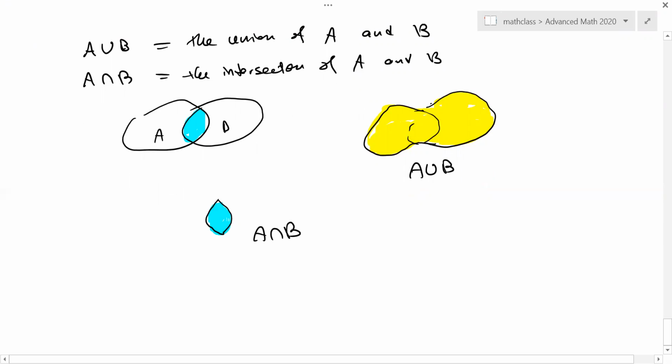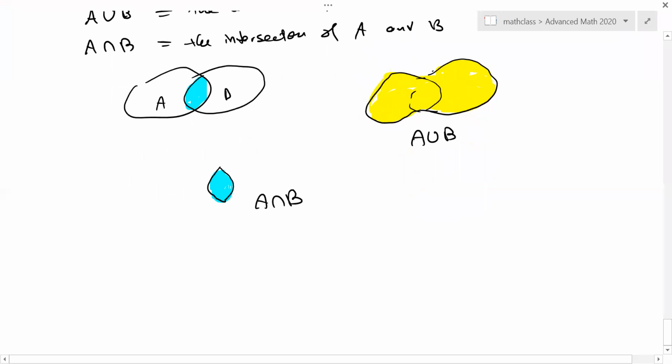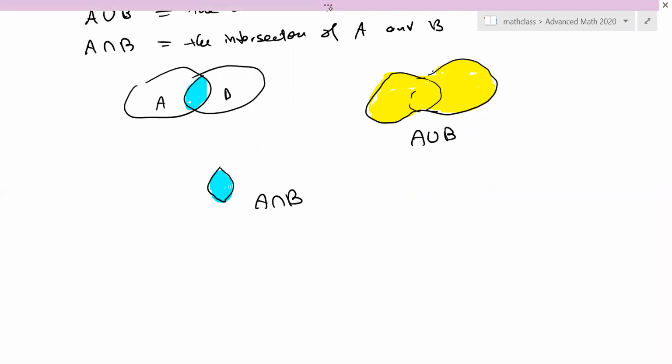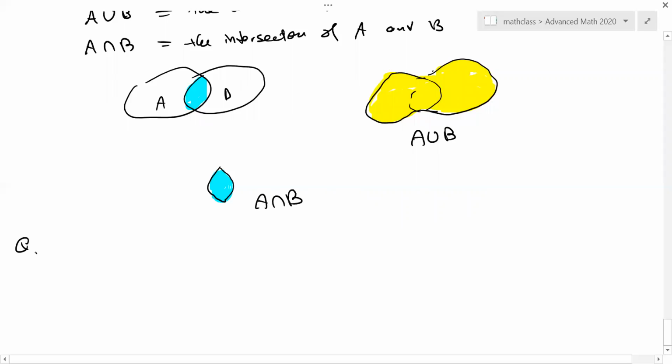All right, let's take a look at the next problem. I'm going to ask you to do the following: 3 minus 2x less than 5. Please solve this inequality.